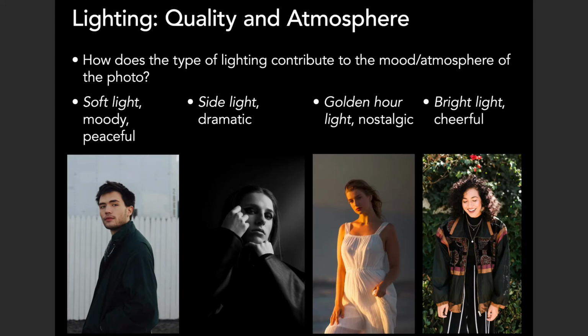So one of the fun things about lighting is how it illuminates your subject, but also how the type of lighting can contribute to the mood or the atmosphere of the photo. So if we look at the photo on the left, it's got soft lighting, which illuminates the subject pretty evenly, but soft lighting has a tendency to feel a little bit more moody or a little bit more peaceful. If you just think through it, it's got a softer atmosphere, so things that feel a little bit softer fit into that.